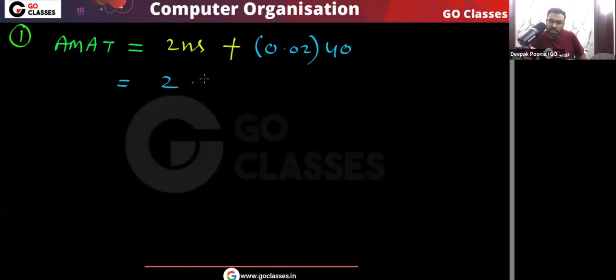So we can calculate this. This will be 2 plus 0.8. So that will be 2.8 nanosecond. This is the average memory access time. Now let's see the second part of this question.